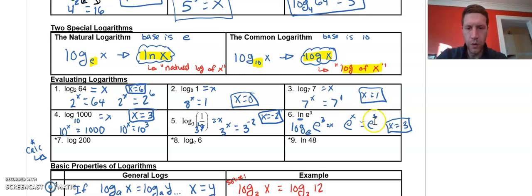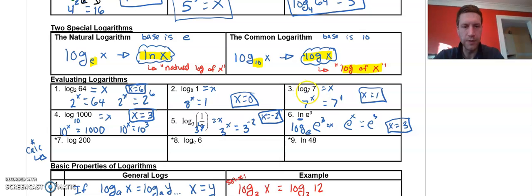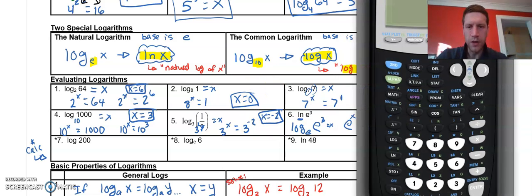Okay, so make sure just because you have an e inside of the log, you can also have a base of e, right? That happens sometimes. Just like number 3, I had a base of 7, and then I had a 7 inside my log. That's totally fine, right?